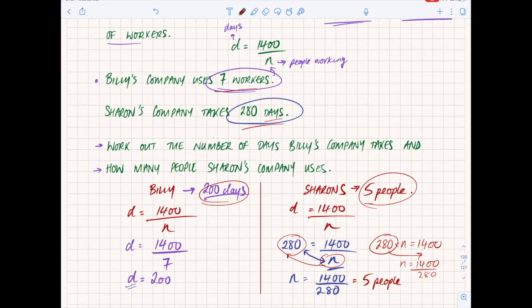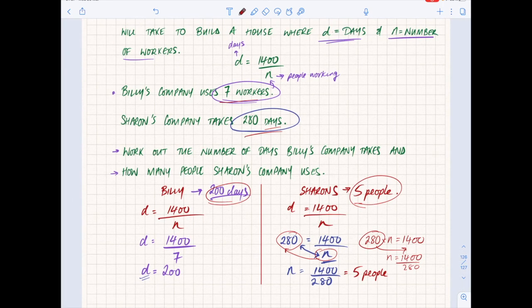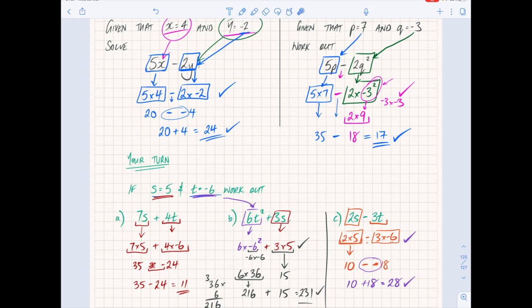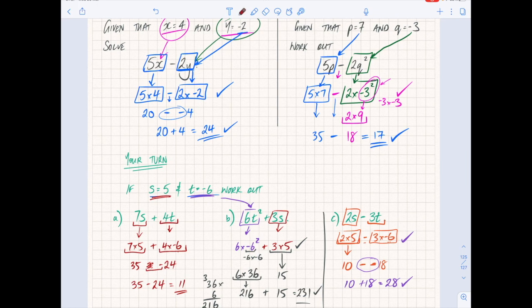As I say, substitution is really important. It comes up in so many different areas of maths. Just make sure you're happy with the concept. One thing I would say is make sure you're really happy with this BIDMAS idea, and making sure that if there's an indice here, you do the indice first, like we did here, before you multiply it by the 6.